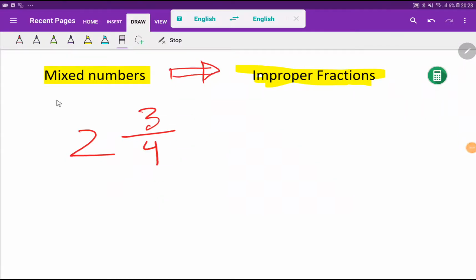Welcome to the channel. Today we are going to convert mixed numbers to improper fractions.